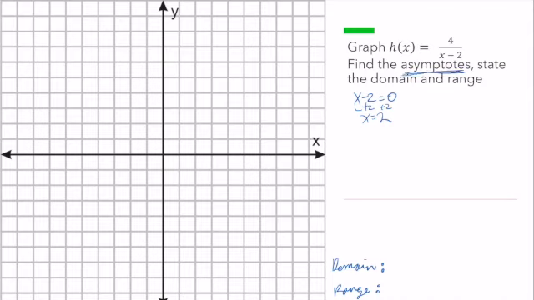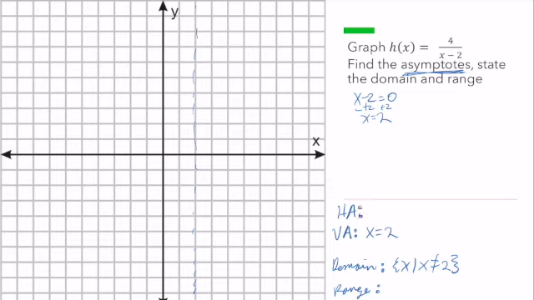That is our vertical asymptote. So our domain is all x values except x equals 2. So I'm going to go ahead and draw a little dotted line at x equals 2. I know my graph is not going to cross right here. Now, I need to determine if there's a horizontal asymptote.